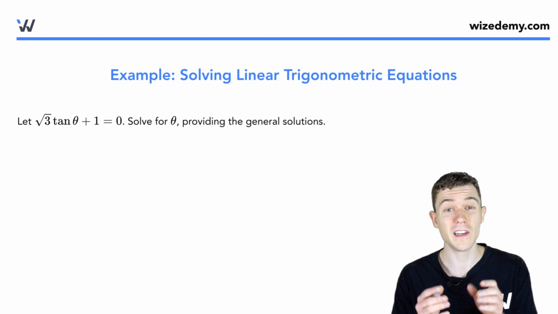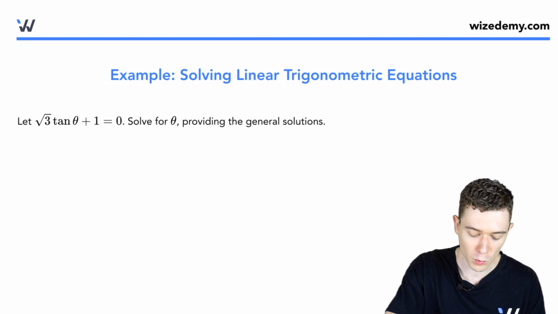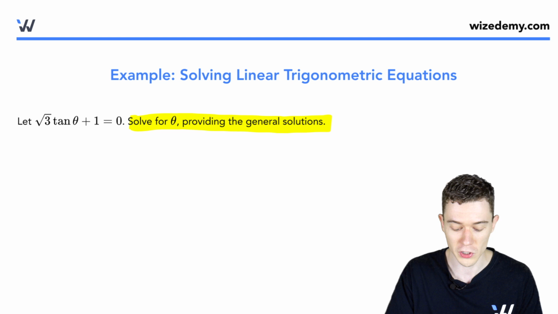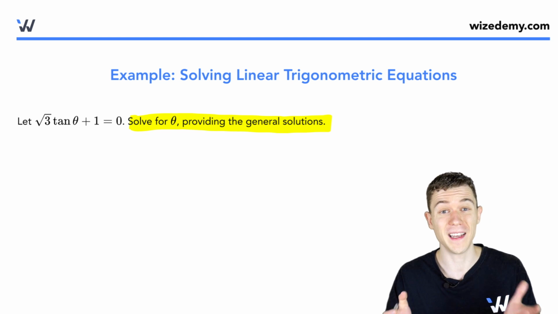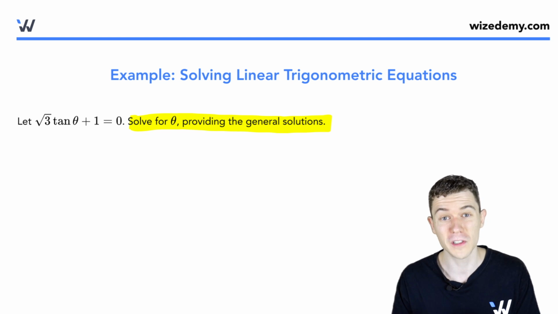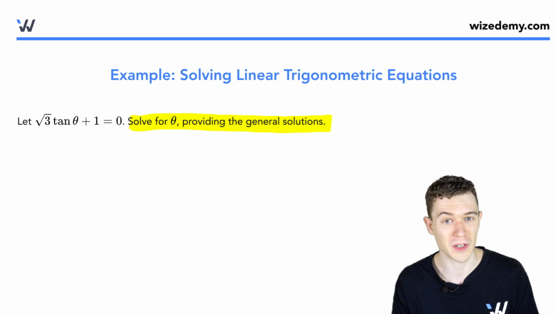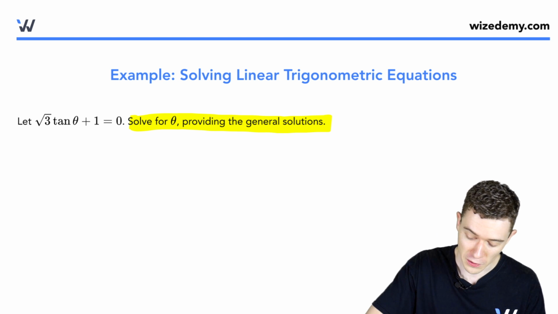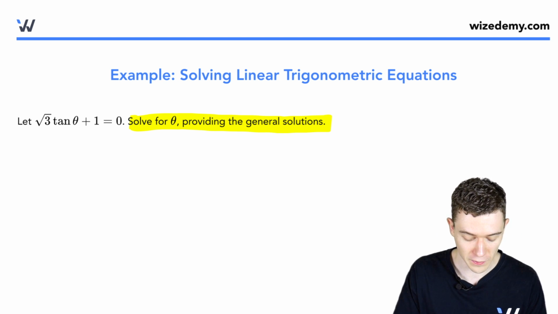Let's solve this linear trig equation. Make sure we're providing the general solution. In other words, we need the answers and every coterminal angle since we're not restricting our domain. First things first, let's isolate that trig function.